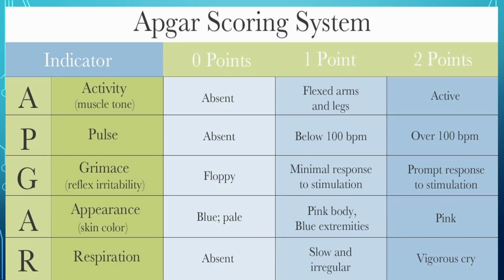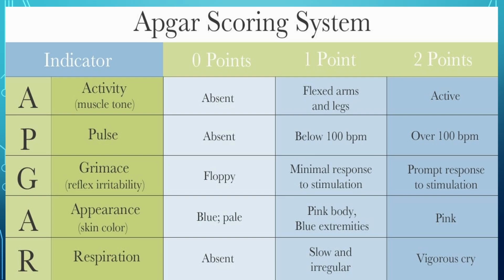Then once the baby is born, you're going to assign an APGAR to it. This is performed at 1 minute of age and 5 minutes of age. You look at the 5 different categories, so your activity, pulse, grimace, appearance, and respiration, and you score each category as 0 points, 1 point, or 2 points.